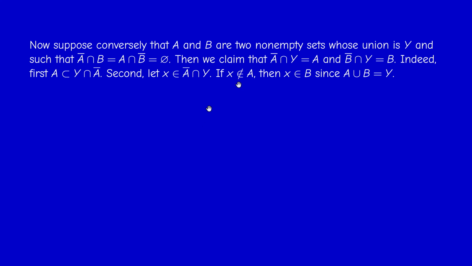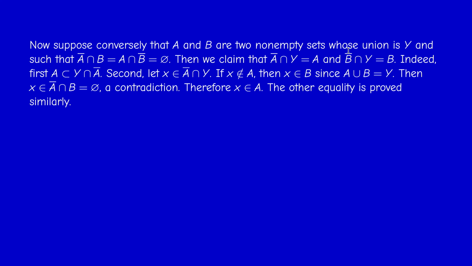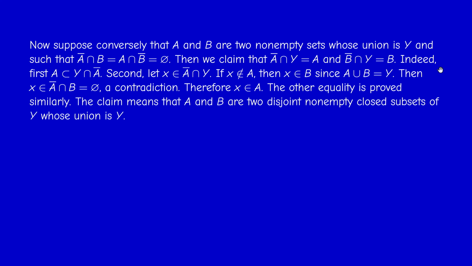So we reason by contradiction. If x is not in A, then since x is in Y, necessarily x is in B, because Y is A union B. But then x would belong to A bar and to B, but the intersection is empty, and this is a contradiction. Therefore, x is necessarily in A. So any element here is here, and therefore we have equality, and the same argument works for B. So it follows from this claim that A and B are closed in Y. So A, B is a separation of Y according to the initial definition, and therefore Y is not connected.